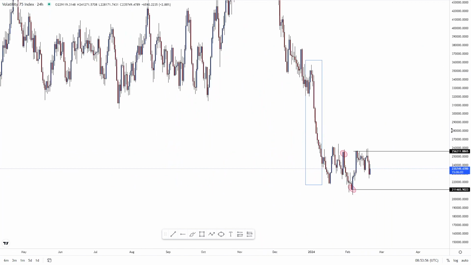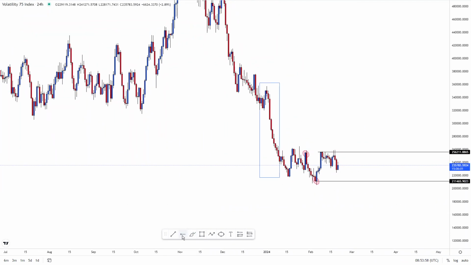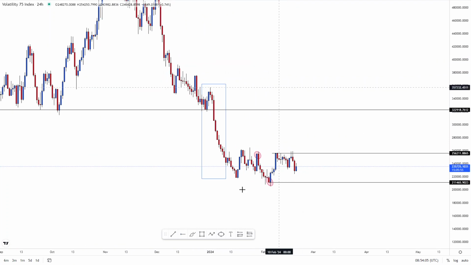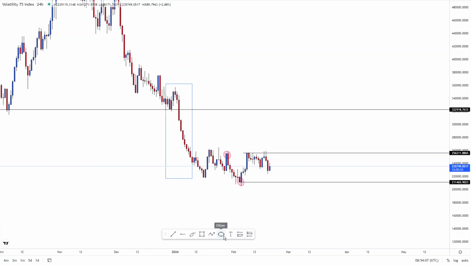So we can expect price to head to the upside once we have a structure break on our 4 hour time frame. I will basically show you guys right now where I'm waiting for that market structure break. This is going to be an area of interest that we're going to target here on our daily time frame.